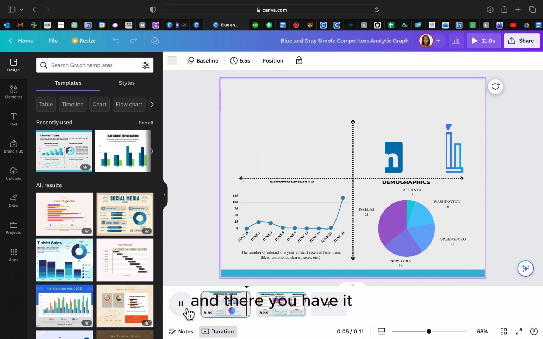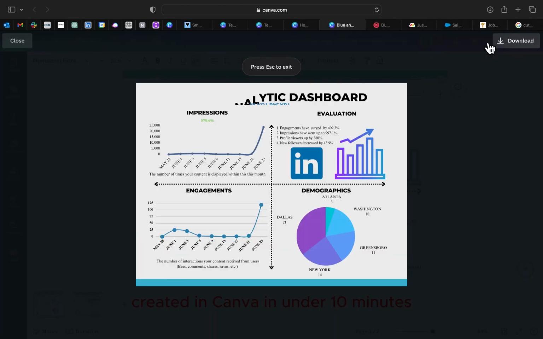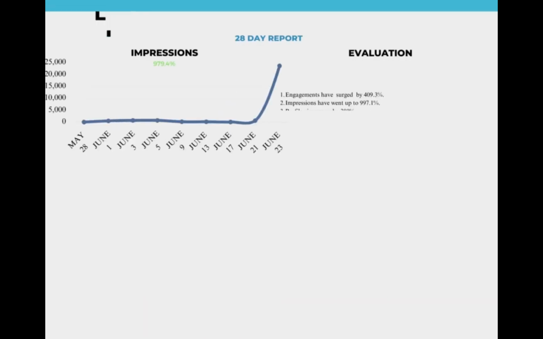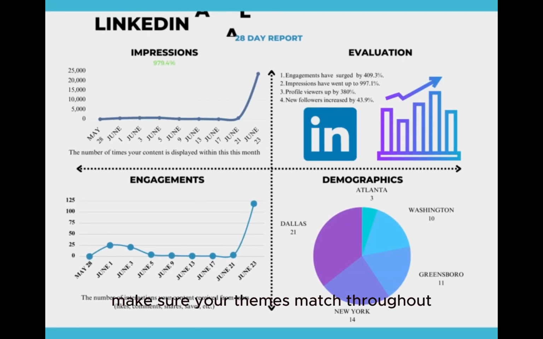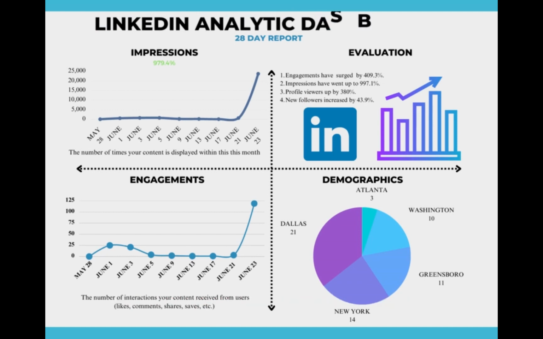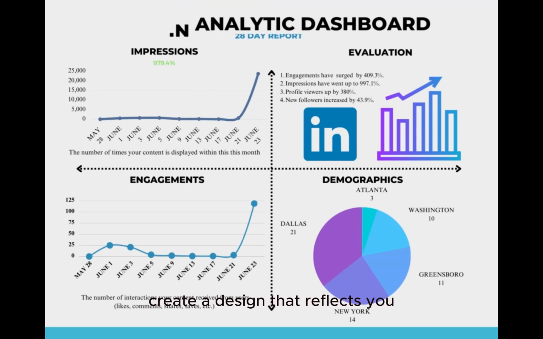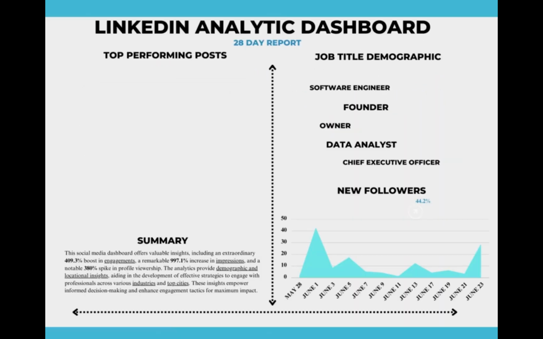And there you have it, a social media dashboard created in Canva in under 10 minutes. A couple of cool tips to know: make sure your themes match throughout. Keep it simple and easy to read. And most importantly, have fun while you're designing. Create a design that reflects you.